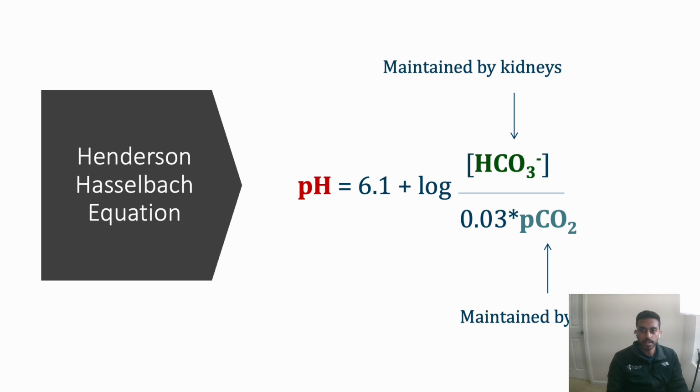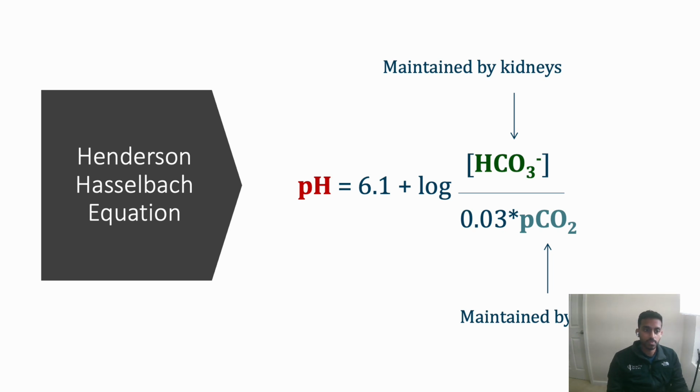The Henderson-Hasselbalch equation helps outline the function of lungs and kidneys affecting pH. The equation is 6.1 plus log of bicarbonate over 0.03 times PCO2, or partial pressure of CO2. The numerator is bicarbonate, so if it increases, the pH goes up. The denominator is carbon dioxide, so if it goes up, the pH decreases.